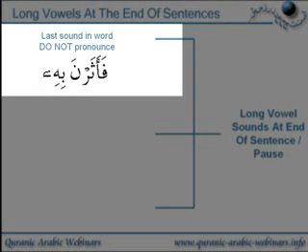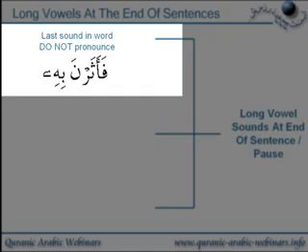The first one then: last sound in a word, do not pronounce. So what we're saying here is, if you stop, we've got these 2 words, but if we concentrate on the last one, which is bihi, so you decide to stop or you're at the end of a sentence. If the long vowel is the last sound in the word, then at the end of a sentence, or when you stop or pause, you do not pronounce the long vowel sound at all, and you don't actually pronounce the last sound at all.